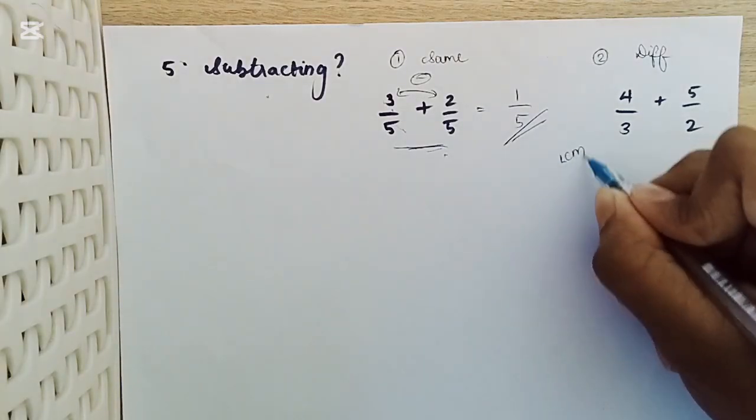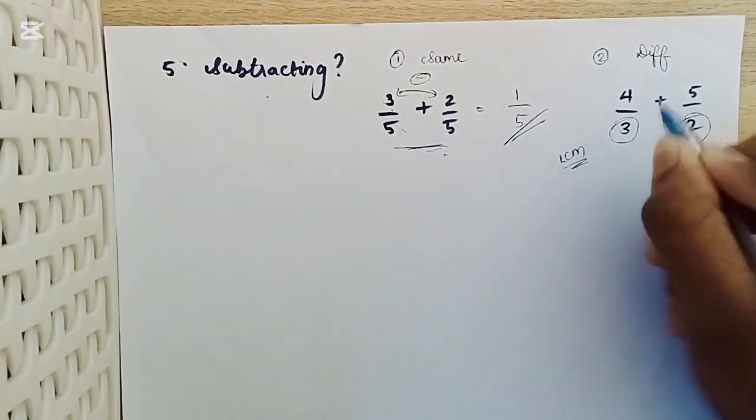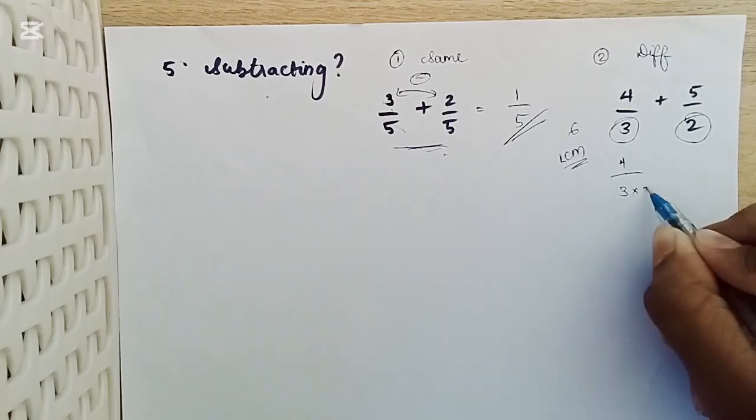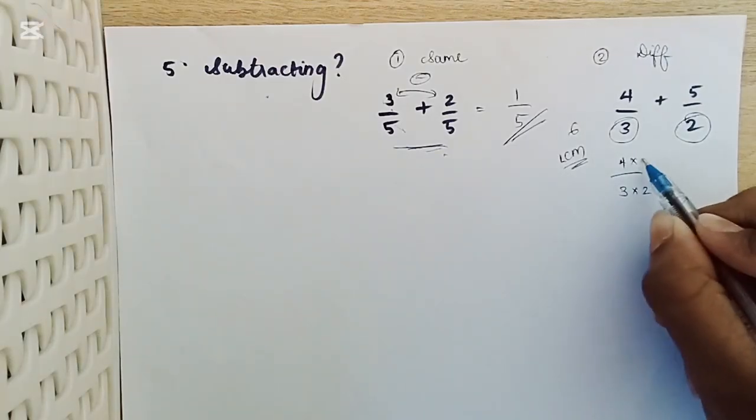What about for different denominators? Again, take the LCM. The LCM of 3 and 2 is 6. So 4 by 3, when you multiply 3 into 2, we get 6.